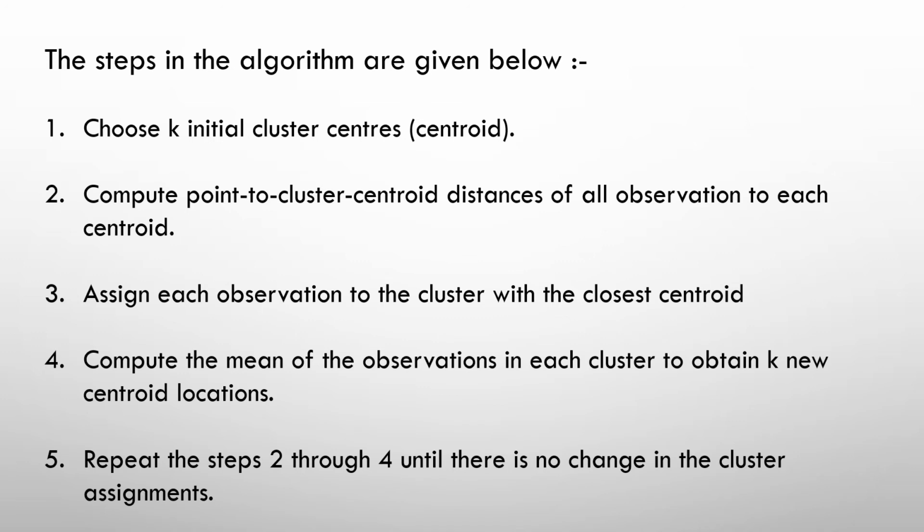In step 2, we have to compute point to cluster center space with other observation to all centers. In step 3, the cluster should be assigned to each observation with closest centroid. In step 4, we have to find and analyze average of the consideration with every cluster to obtain latest center position. And lastly, we have to repeat step 2 to 4 until all cluster allocations remain unchanged.